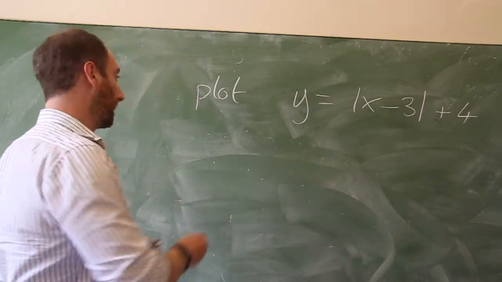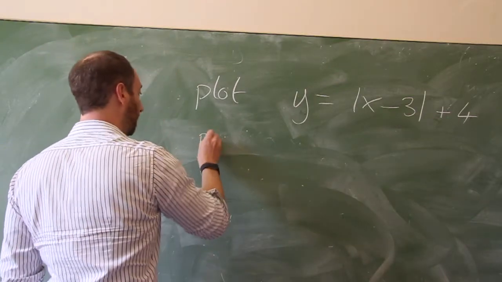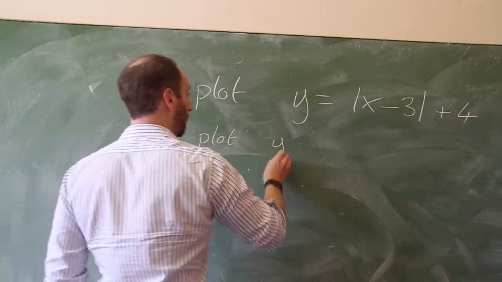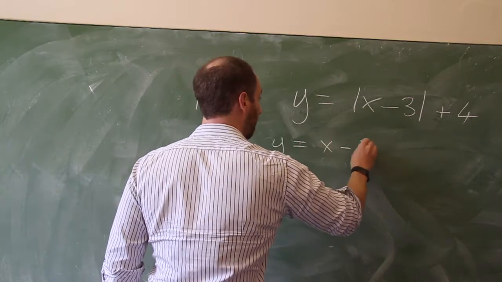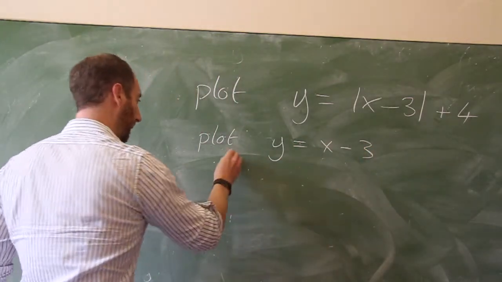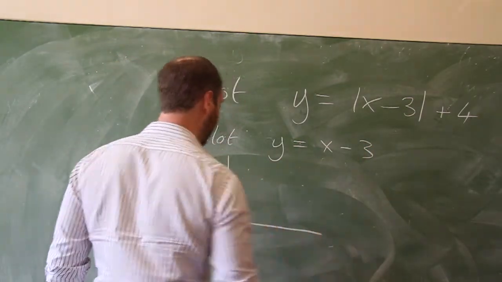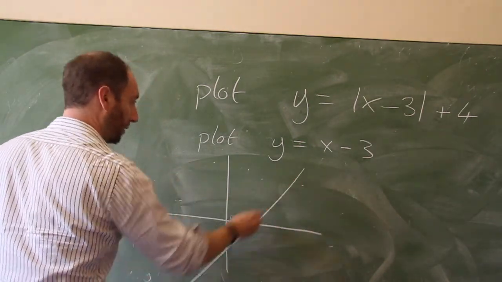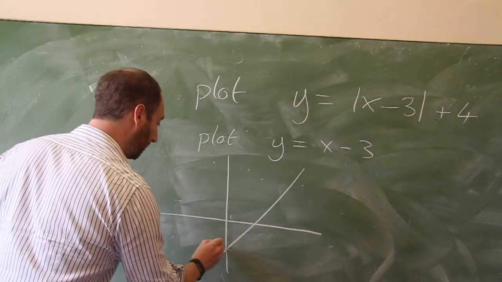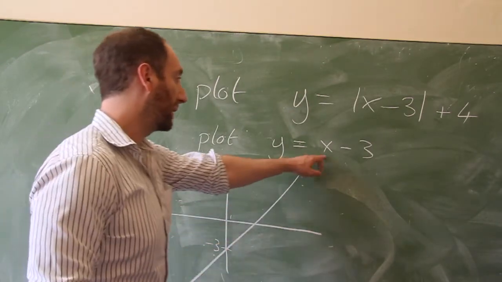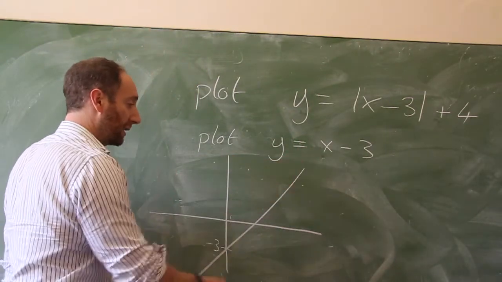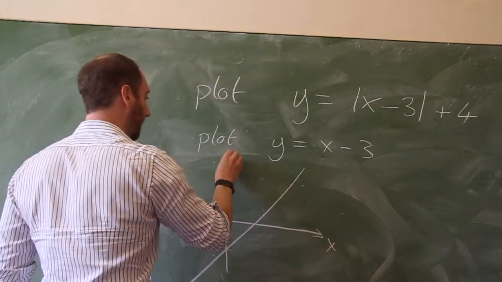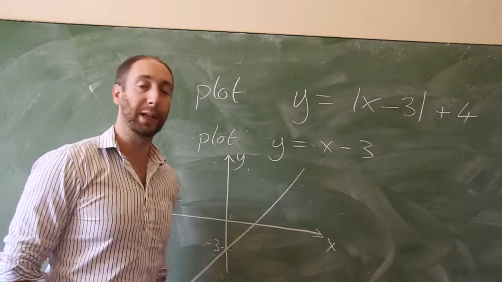Again, let's break this down. So let's first of all plot instead y equals x minus 3. Well, that is simply a function that looks like this. It's got gradient 1, and it cuts through minus 3: when x is 0, y is minus 3. So this is the graph of y equals x minus 3.